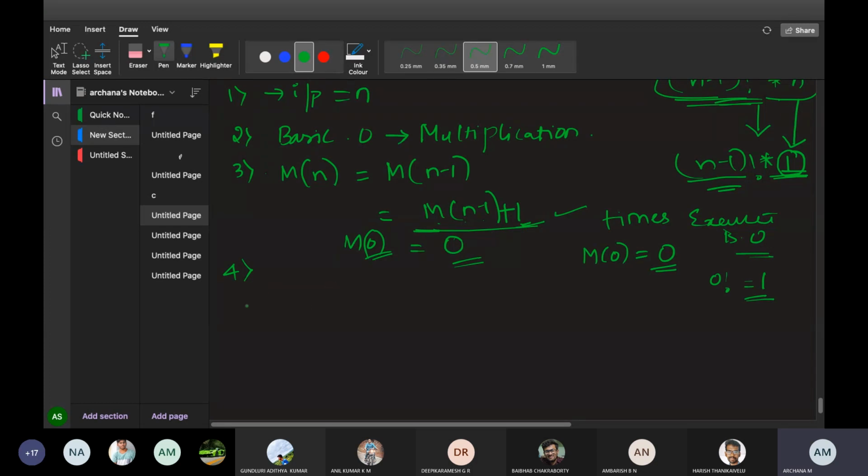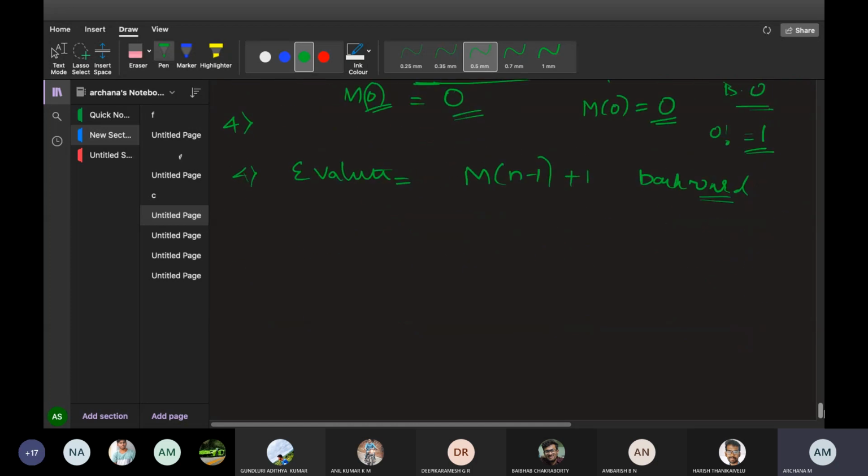Now keep on evaluating. The fourth step is evaluate. I have already formulated, now I need to evaluate. Take this function m of n minus 1 plus 1. Now evaluate this with backward motion. Backward motion is very important. We have already seen this in basic C language or basic recursion. Now we need to keep on evaluating, keep on adding. So m of n is what? m of n is m of n minus 1 plus 1. Keep on putting this formula over here and keep on expanding this.